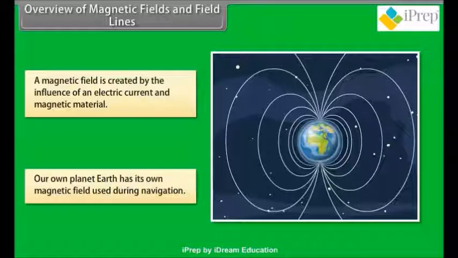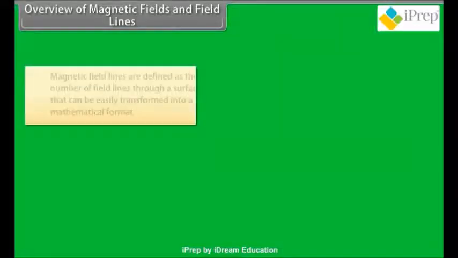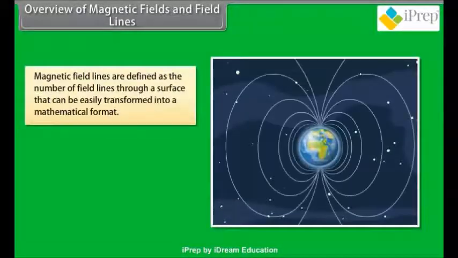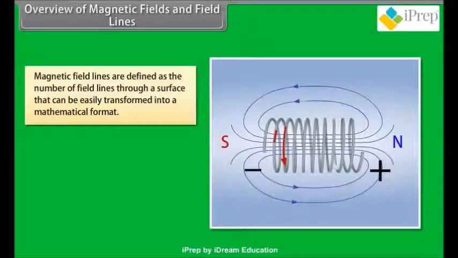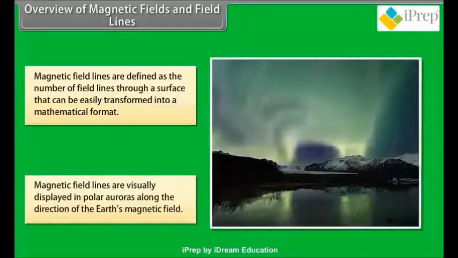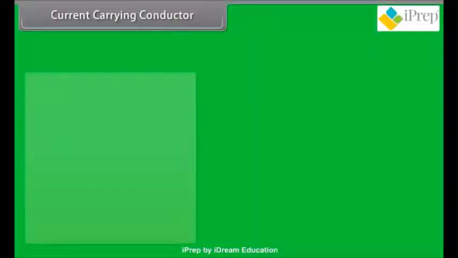Magnetic field lines can be compared to the constant altitude lines that are visible on a map. Magnetic field lines help in stating simple concepts of magnetism easily. These are defined as the number of field lines through a surface. These can be easily transformed into a mathematical format. Magnetic field lines are visually displayed in polar auroras where visible streaks of lines are created along the direction of Earth's magnetic field.